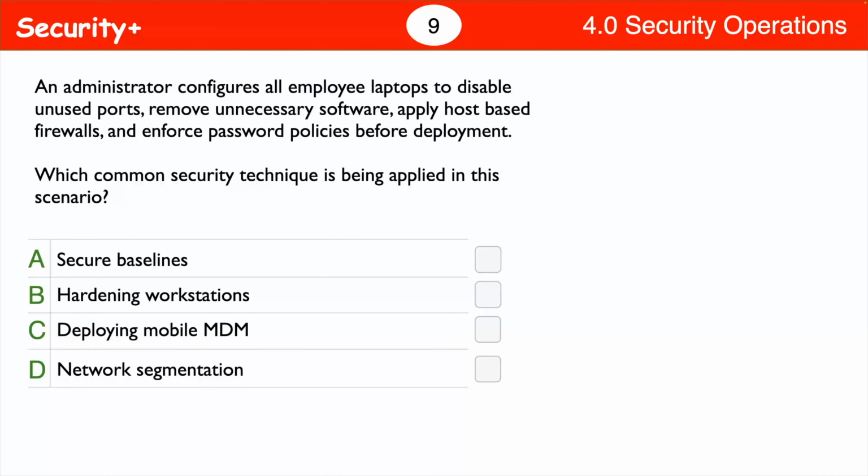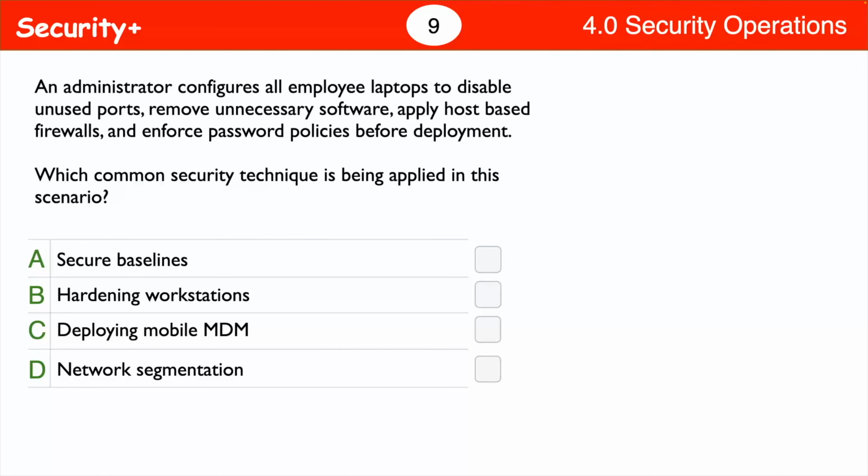Question 9. An administrator configures all employee laptops to disable the unused ports, remove unnecessary software, apply host-based firewalls, and enforce password policies before deployment. Which common security technique is being applied in this scenario? A, secure baselines. B, hardening workstations. C, deploying mobile MDM. Or D, network segmentation.